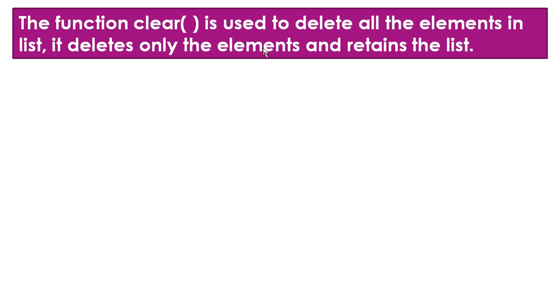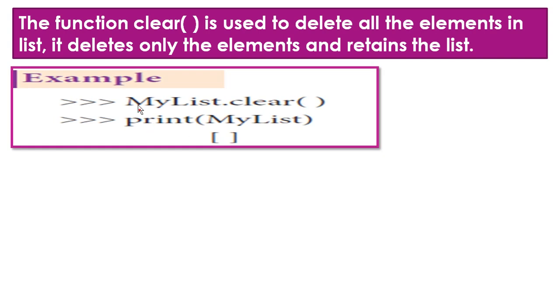The function clear is used to delete all elements in the list. It deletes only the elements and retains the list. The clear function deletes only the elements of the list, but it doesn't delete the list. It retains the empty list. Here is an example. my list.clear. Now we get the result: an empty list.